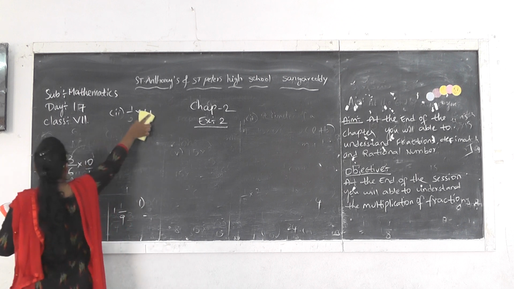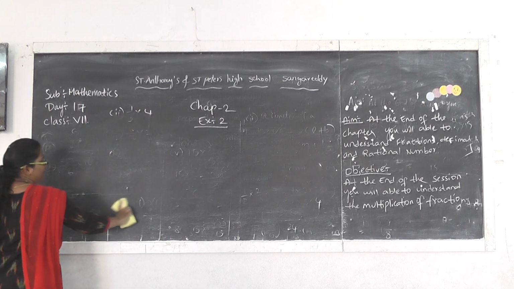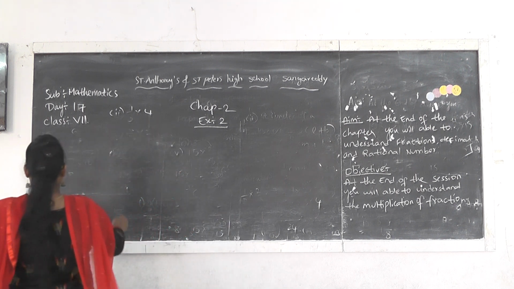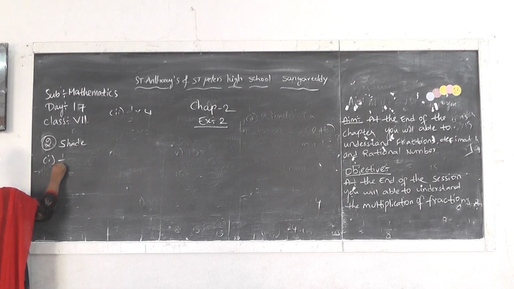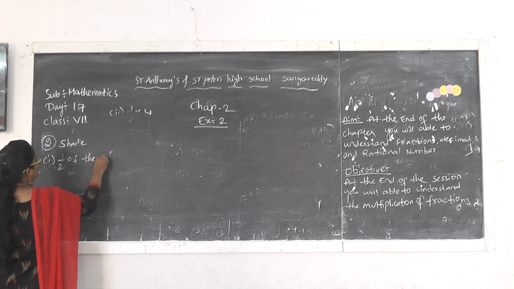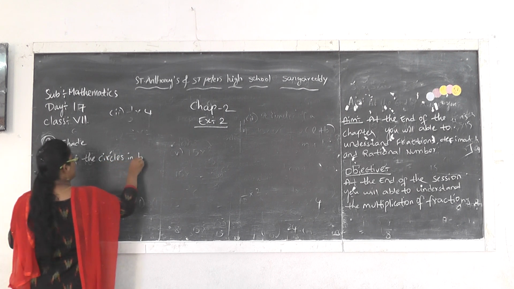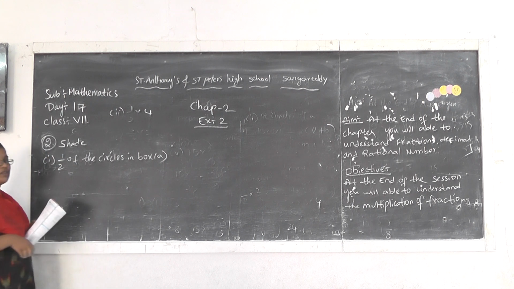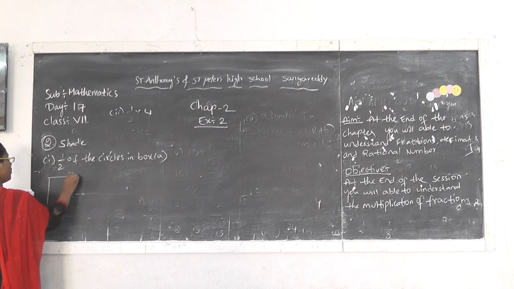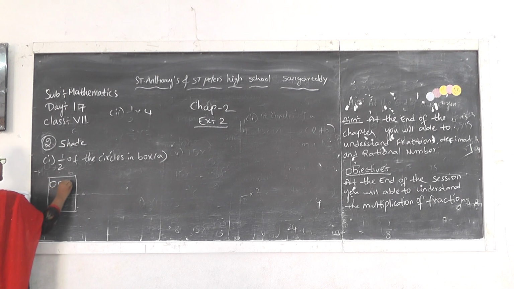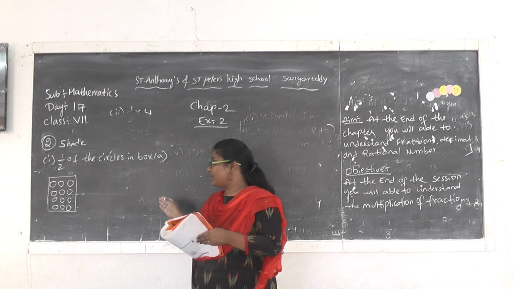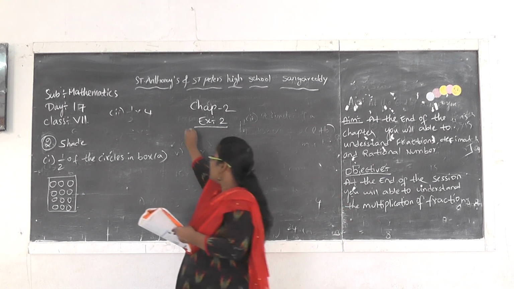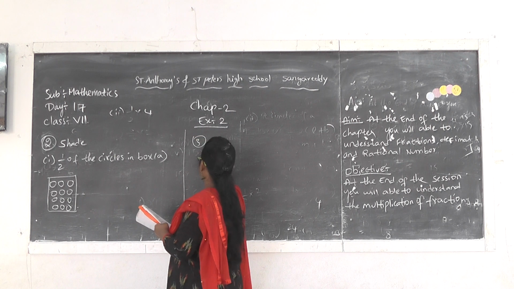In the second bit also we will have a total of 4 questions. Shade 1 by 2 of the circles in a box. Okay, shade 1 by 2 of the circles in a box. So there was one box given and some circles. We have to shade them. In a similar way to how I explained the first bit, you can do the second, third and fourth as it is. And the third bit is a simple question.